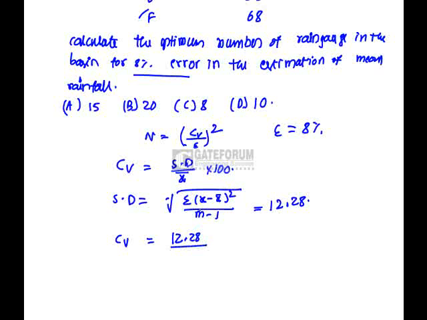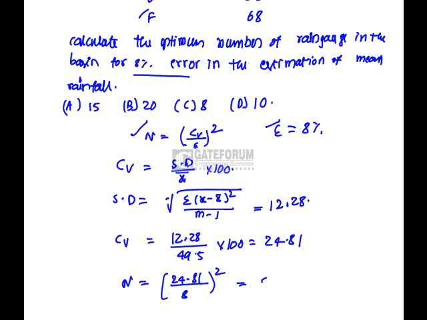The average of the rainfall is 49.5, so CV is 12.28 by 49.5 into 100, that is equal to 24.81. CV we know, epsilon we know, so the number of rain gauges n is equal to (24.81 divided by 8%) whole square, that is equal to 9.62, approximately 10. So option D is correct.